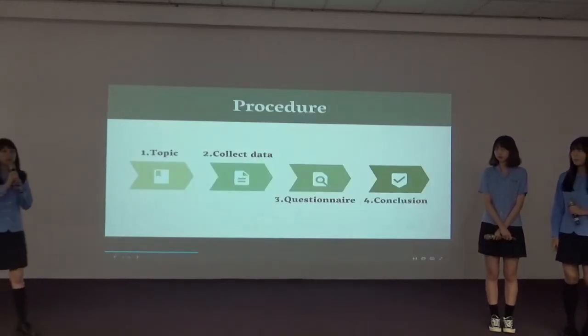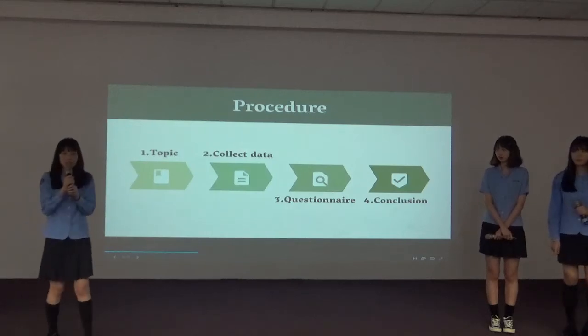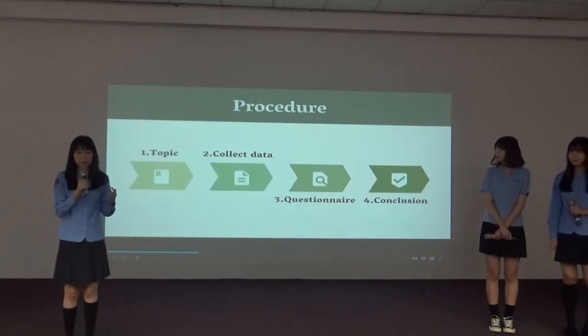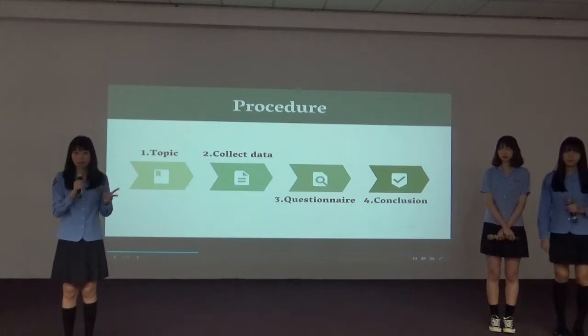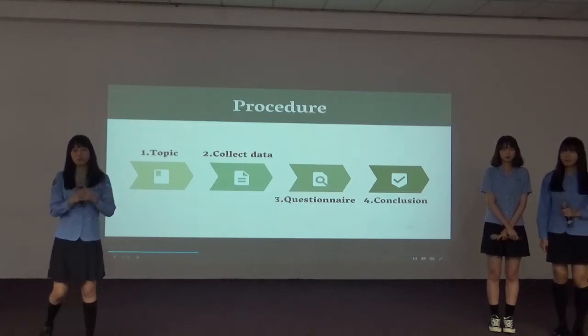After talking about the purposes of the study, let us move on to the procedure and method. First, we determine our topic, and second, we collect and organize the relevant data we needed. Then, we start to make the questionnaire. Finally, we summarize the conclusion.